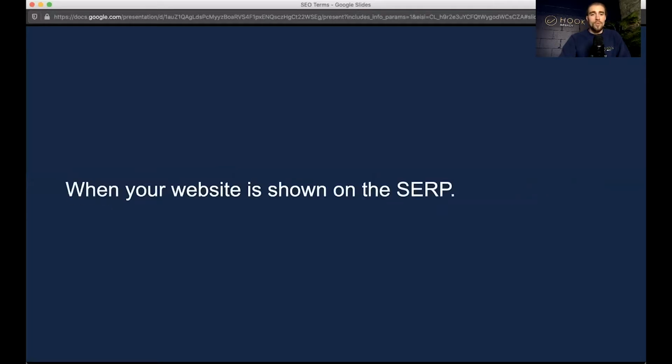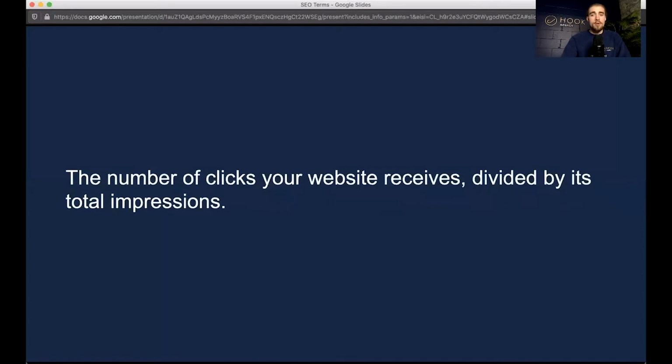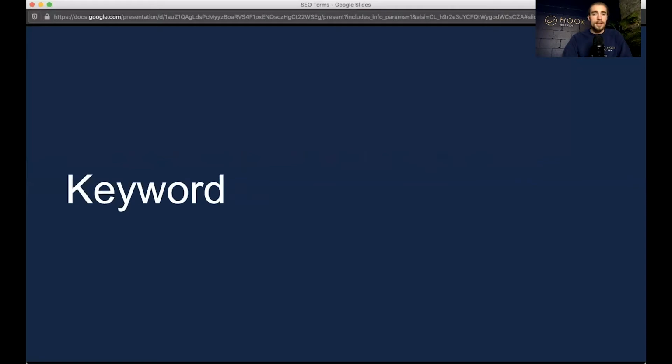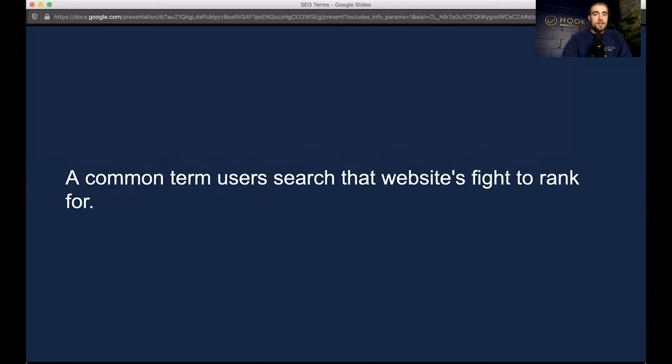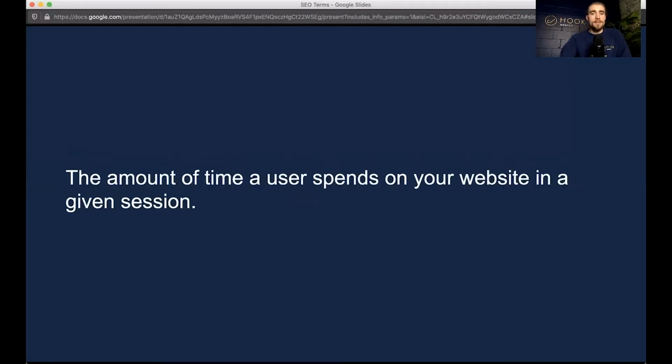Impression, when your website is shown on the search engine results page. Click-through rate, or CTR, you may hear people say that as well. Essentially, it's the number of clicks your website receives divided by its total impressions. Conversion, this is whenever a user completes a desired goal on your website. Keyword, a common term users search that websites fight to rank for. Session duration, this is just the amount of time a user spends on your website during any given session.